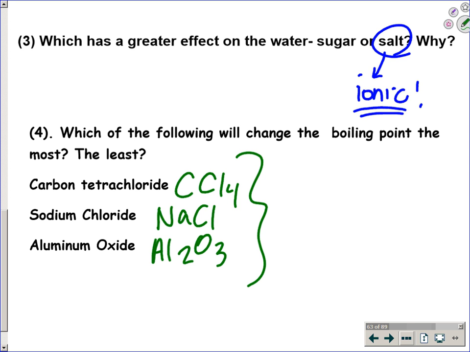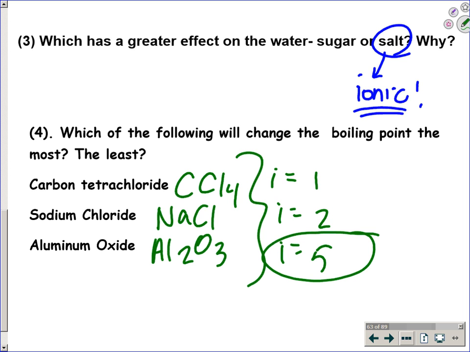Everybody. Which one? Okay. So basically, we need to figure out the i for all of these. What's the i factor up here on the first one? 1. It's covalent. It doesn't do anything. 2. Last one, 5. We actually just did that example, right? So the i factor of 5 is going to cause the greatest change in boiling point. Who's going to have the least? Number 1, right, carbon tetrachloride.